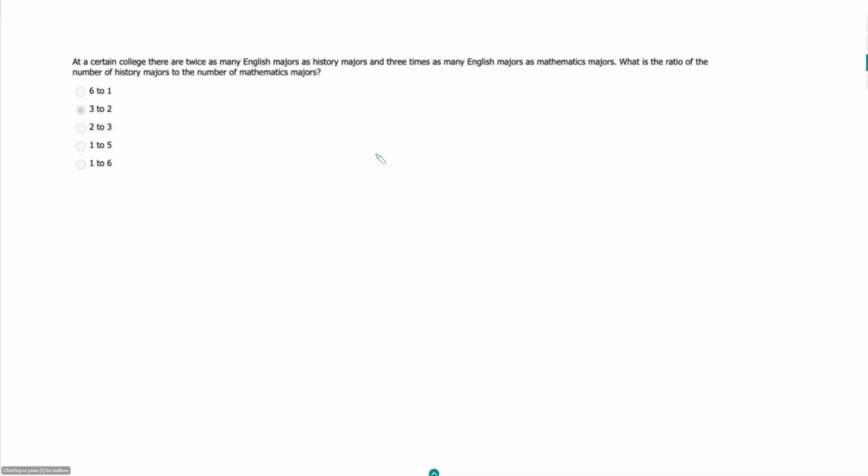And we want to take these two ratios of two things and see if we can combine them into one ratio of three things. So first we got English to history. And then we got English to mathematics. So, how are these guys connected? It looks like they're connected through English. So, if I was to just flip this guy around, so we'll say history to English to math is what we're looking for.